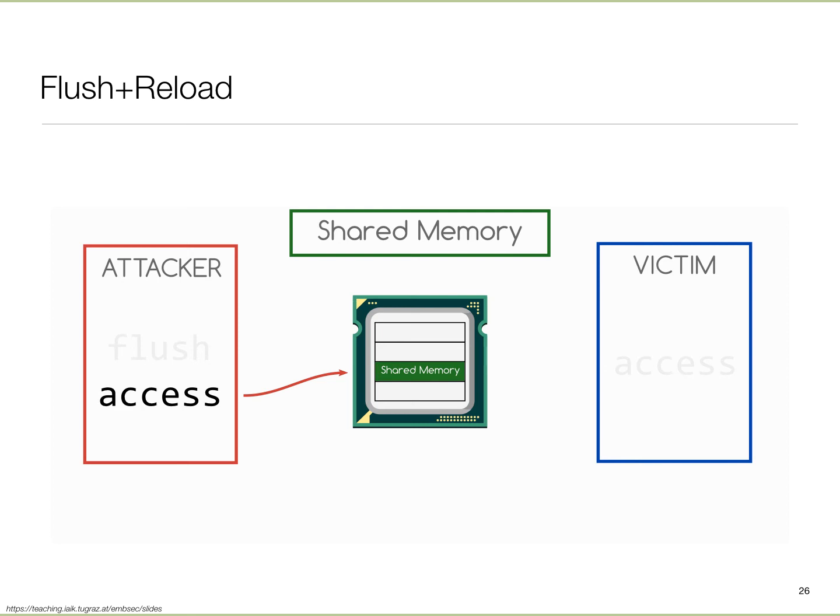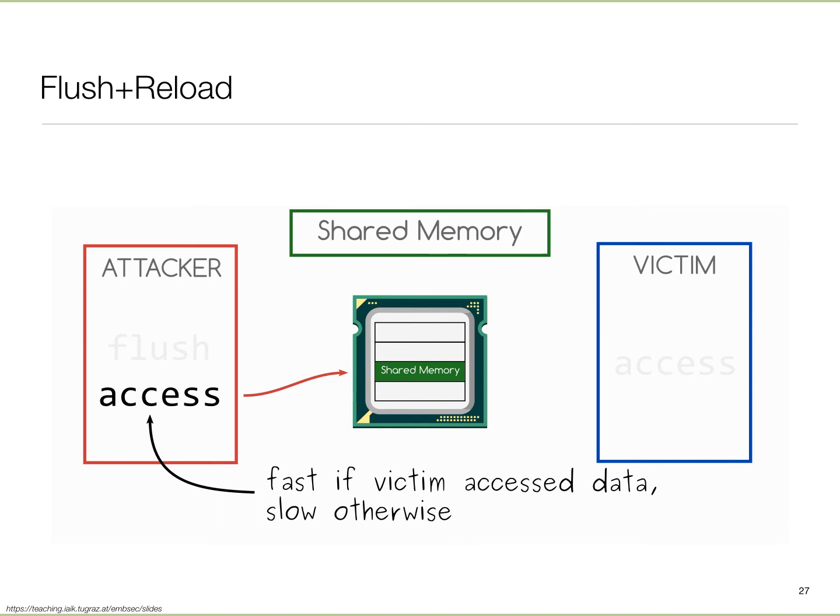And from that measurement, it can now tell if the victim actually accessed the data or not. Right? So what the attacker has now learned is that since it flushed, did the victim access this location or the corresponding location in memory or not? So we have learned that without actually violating anything. It's just a side effect of the cache that we are seeing.